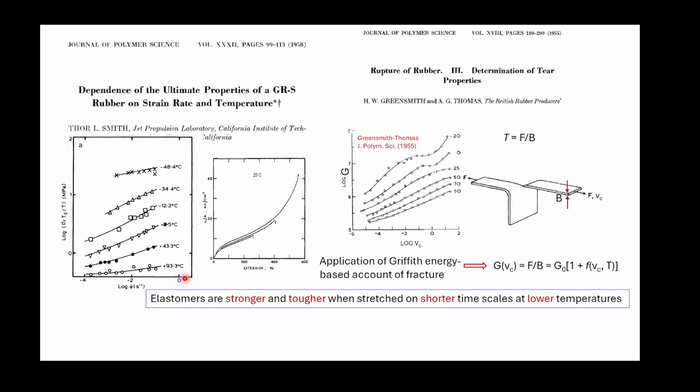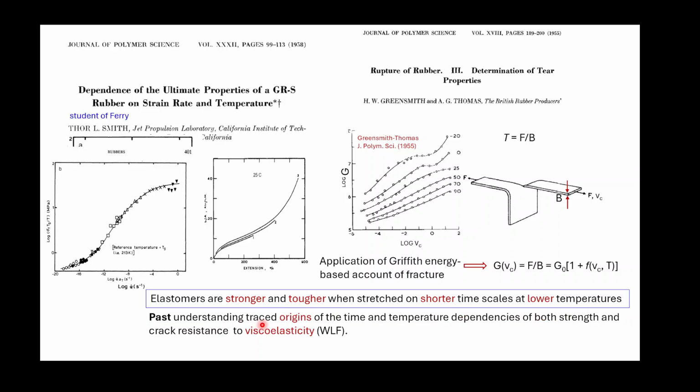This feature is also true for the so-called fracture type of problem, which you can mimic by tear. Again, the resistance to tear is higher when you tear faster, and higher when you go to lower temperature. Since the person who worked on this problem was Ferry's student, he said, if you have this, I do a horizontal shift and I have WLF. You can do the same with the toughness problem. So the question is, how on earth does decreasing temperature give you a stronger material? Conversely, how come you can be tougher when you try to tear faster?